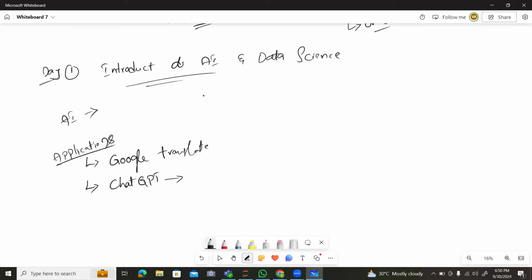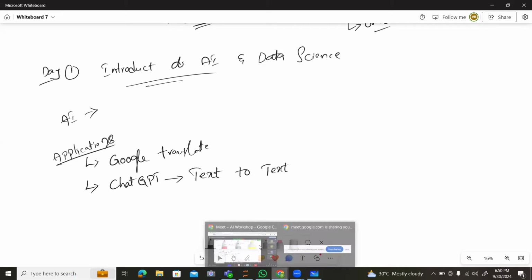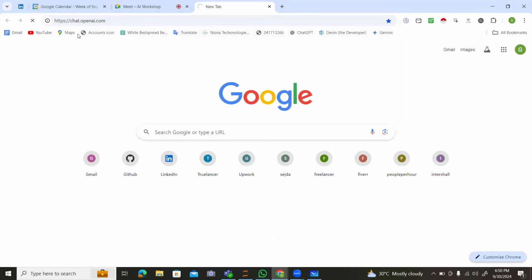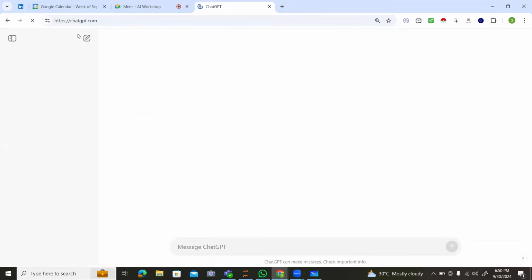So here in ChatGPT, we need to give input as text and the output is also text. So like that it is working. Let me show you how ChatGPT works. Let me share my screen again and let me try ChatGPT.